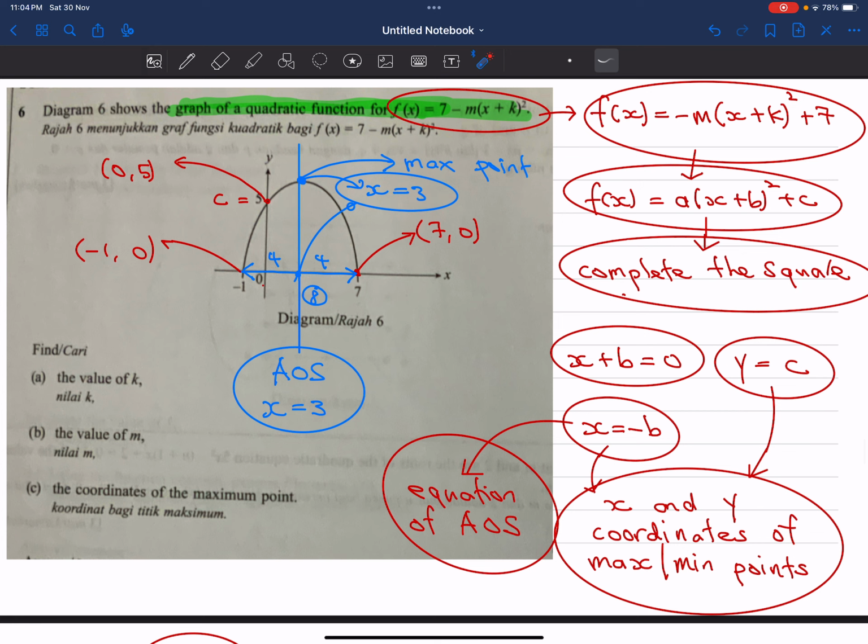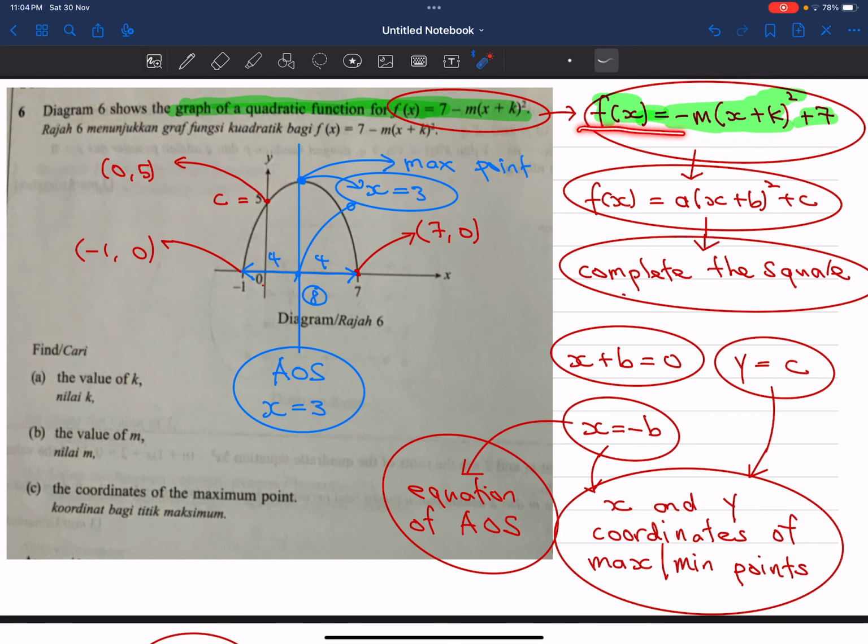Topic, Quadratic Function. Diagram 6 shows the graph of quadratic function f(x) equals 7 minus m brackets x plus k squared. Now the first thing you realize is that this given function, we can write it as f(x) equals negative m brackets x plus k squared plus 7. What I did, I exchanged the two terms. The one involving m, I write in front, and the 7, I write behind.